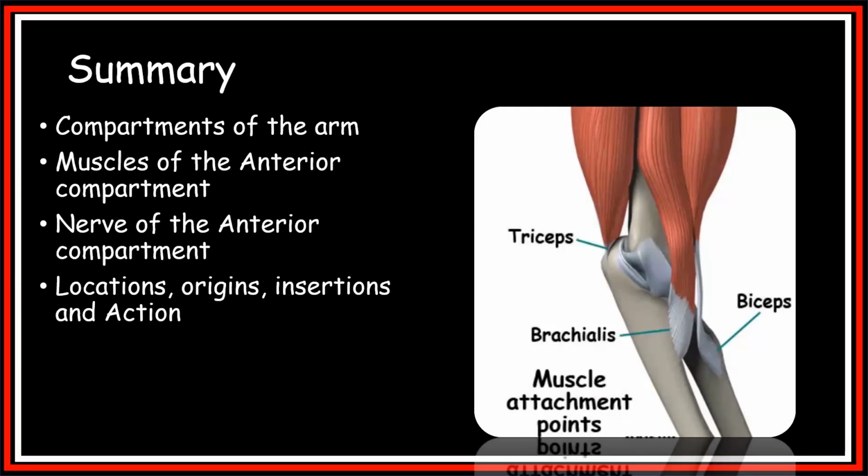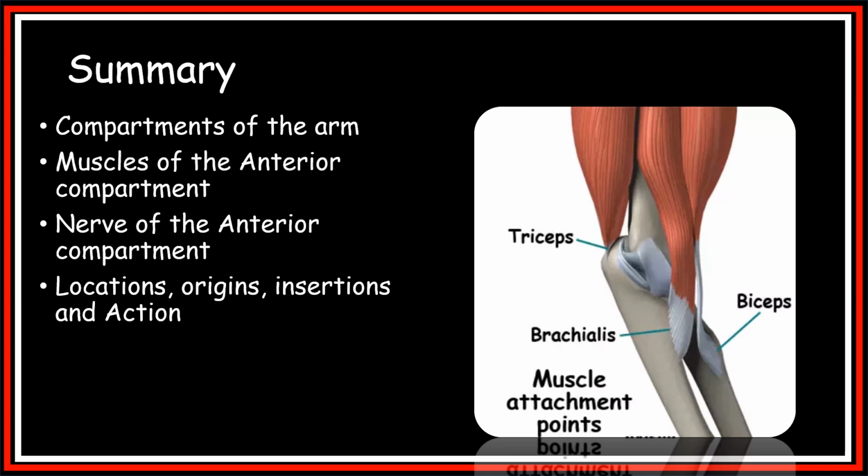By way of summary, let us look at some of the things we've covered so far. In the arm, we said we have two compartments: the anterior or flexor compartment, and the posterior or extensor compartment. And we said that all these compartments have their nerves, muscles, and blood vessels. In the anterior compartment, we said we have three muscles. We used BBC, and those muscles are biceps brachii, brachialis, and coracobrachialis. And we also said that the nerve of this compartment is the musculocutaneous nerve.